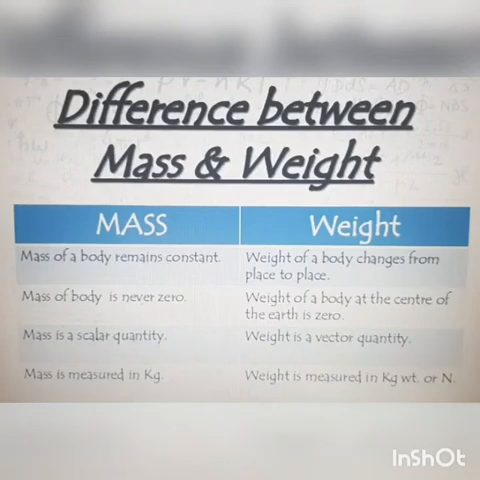Mass is a scalar quantity. That means it has only magnitude but no direction. Weight is a vector quantity. Since weight is a force and it is associated with both magnitude and direction, it is said to be a vector quantity. Mass is measured in kg and weight is measured in Newton. Students, you can pause the video and write down the differences in your copy.